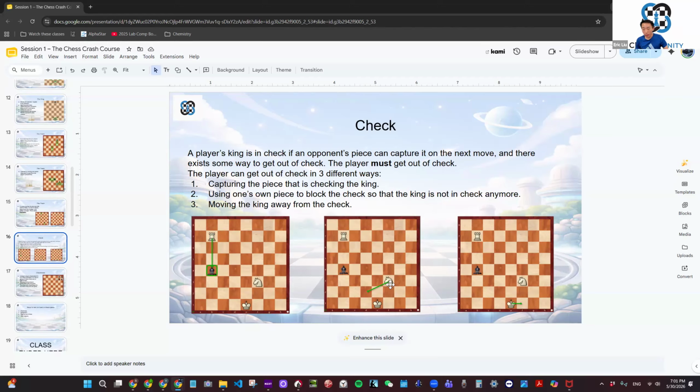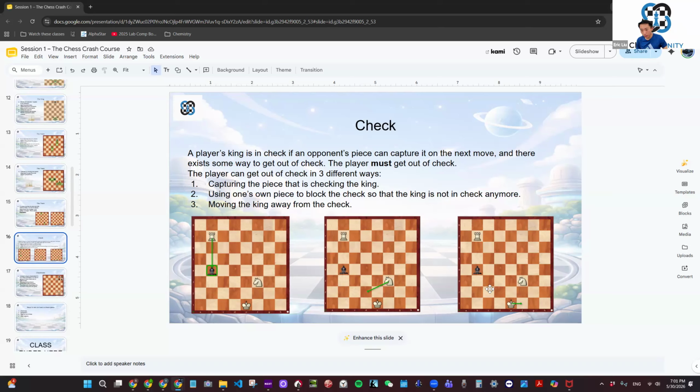Or we can block a check. See, this bishop is attacking the king. It's checking the king. Our knight can jump to d2, and that would block the bishop from attacking the king.